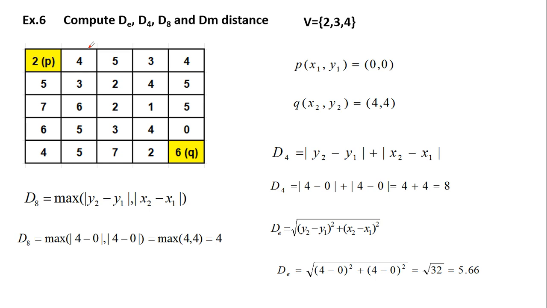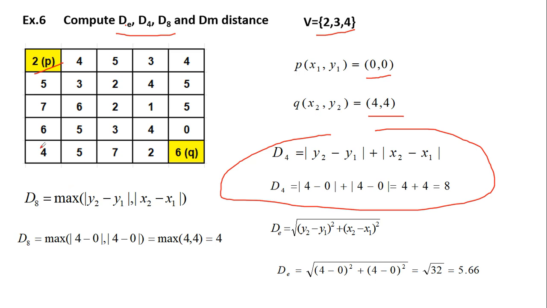Now this is the example. V is 2, 3, 4 is given. First we require to calculate DE, D4, D8. For that we first require to find out the location of P, that is 0, 0, and this is 0, 1, 2, 3, 4. So the location is 4, 4. D4 we can easily calculate. For D8, here also we can see 1, 2, 3 and 4. For diagonal, for adjacent, we can go by this path also or by this path also. So we will get the value 8, and Euclidean distance is nothing but the square root of (4 minus 0) square plus (4 minus 0) square, and we will get 5.66.